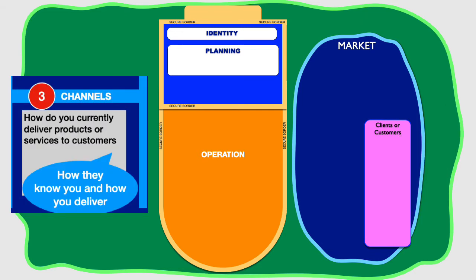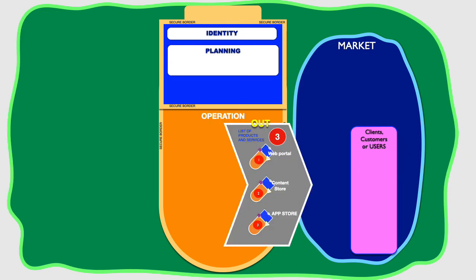Step 3 in Canvas involves deciding your distribution channels. How do you currently deliver products or services to customers? How do they know you, and how do you deliver? We are still talking about the output function. In the case of a software company, the distribution strategy would involve perhaps a web portal, a content store, or the App Store.